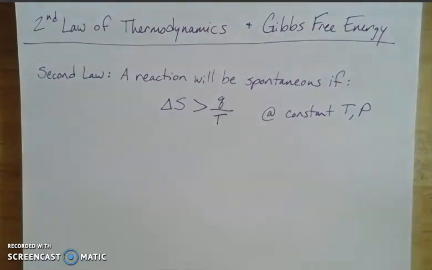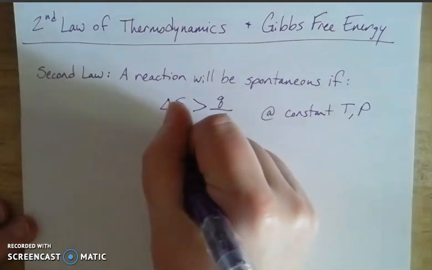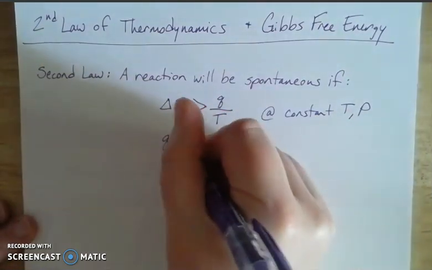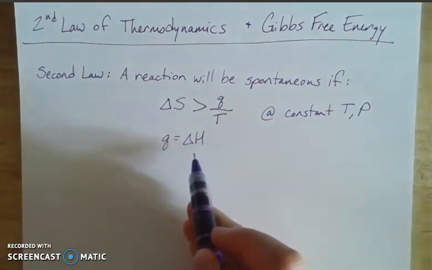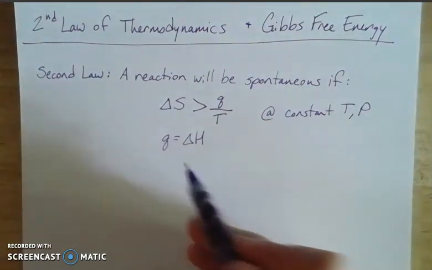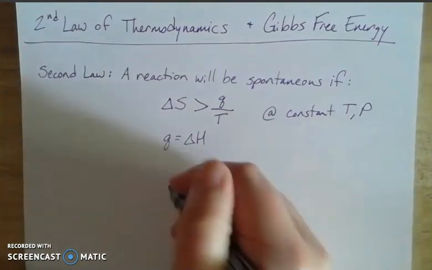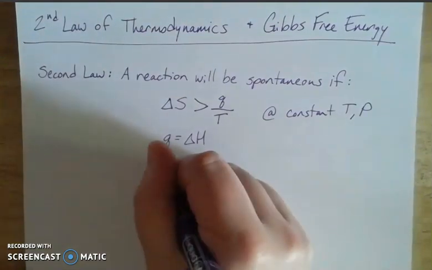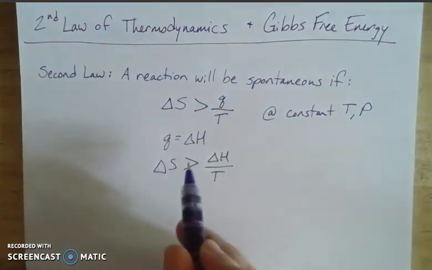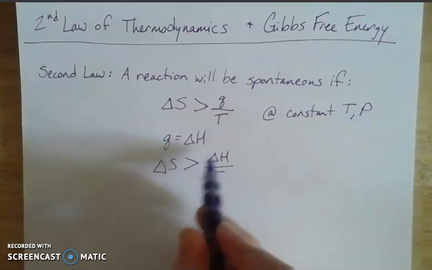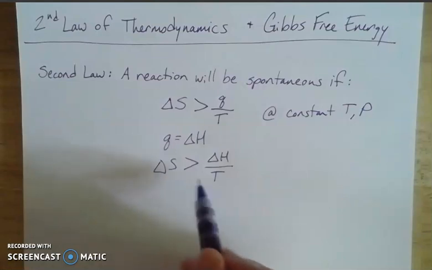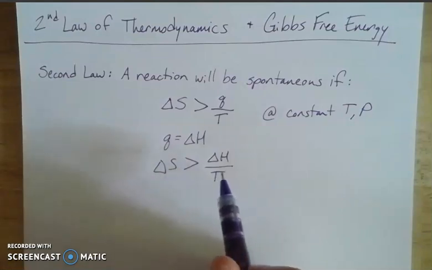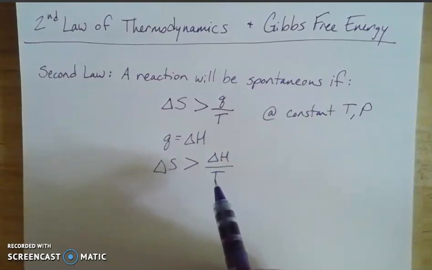So let's remind ourselves that the heat, if we're thinking about chemical reactions, is equal to our delta H, which is our heat of reaction, or enthalpy. So the change in the heat of the reaction is the heat, right? So we could rewrite this as delta S is greater than delta H over T. And if this condition is true, if delta S is greater than the heat of our reaction over the temperature, then that means that the reaction will be spontaneous, right? So that just has to be larger than this quantity here.